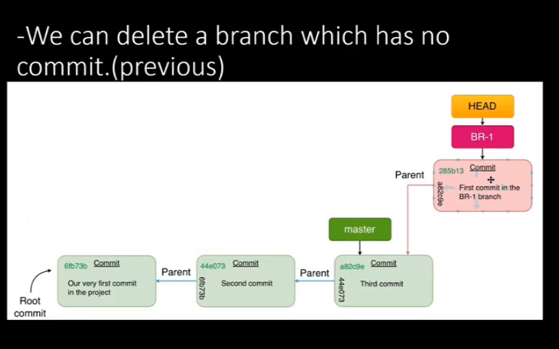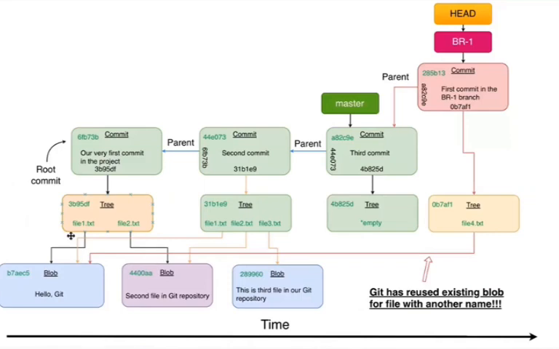Master points to the third commit, but head points to the BR1 commit. That commit has a pointer to the parent commit, like the third commit. This is the whole diagram. Today I'll explain from the starting part.